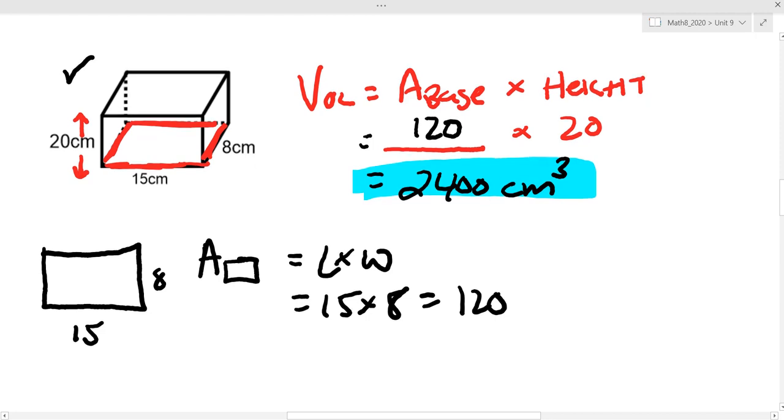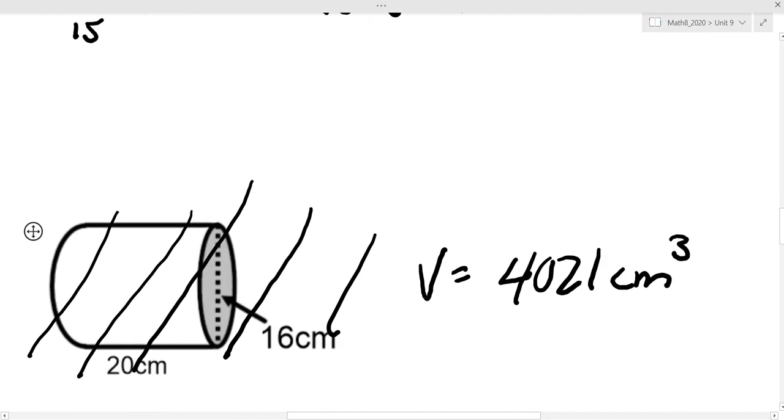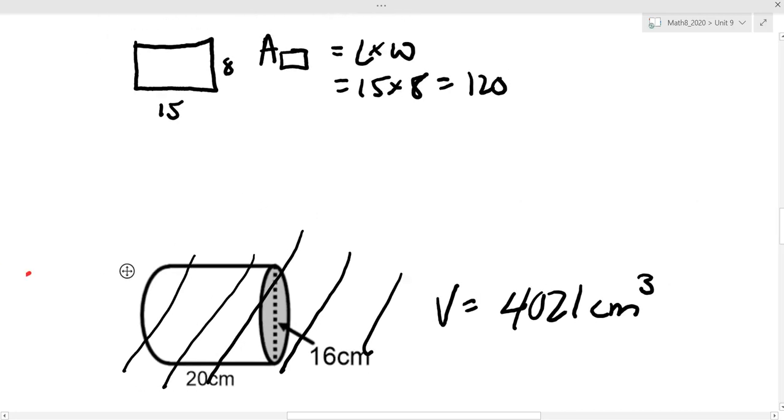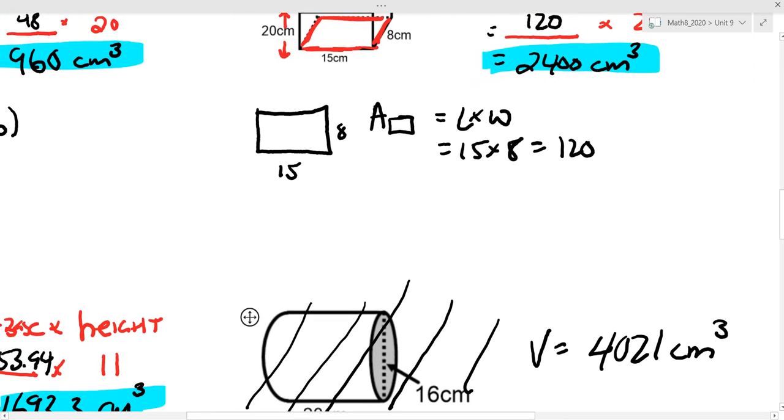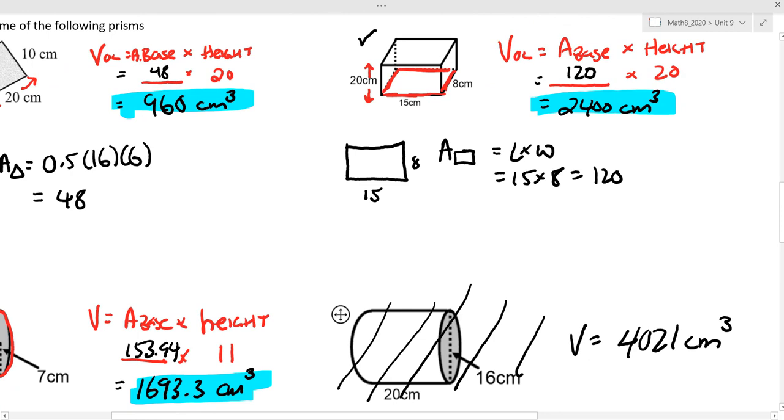Okay. Now if you decided to do this one additionally as well, the answer should have been 4,021 centimeters cubed. Okay. That's it. Let's take a break.